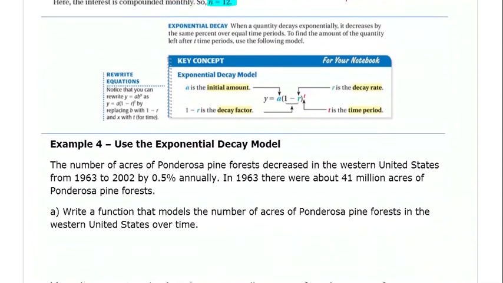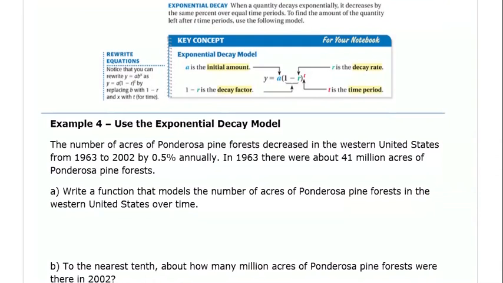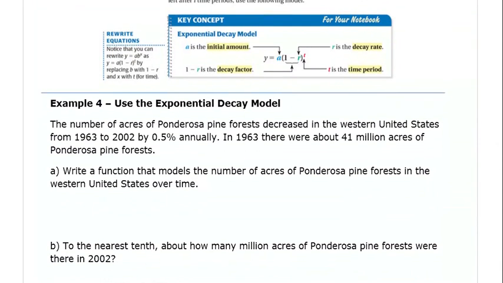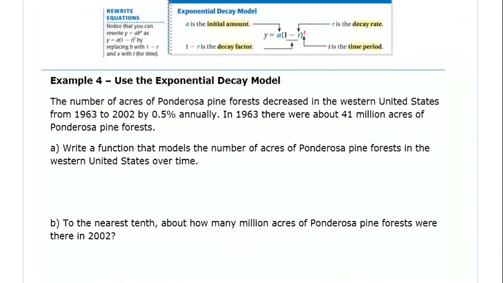Okay, we've got one more example, and it has to do with exponential decay. The good thing about exponential decay is it pretty much looks like exponential growth, but notice instead of adding your rate in, you're going to take it away. You're subtracting it. So we have ponderosa pine forest decreasing from 1963 to 2002 by 0.5% annually. It gives us the starting amount, 41 million acres.